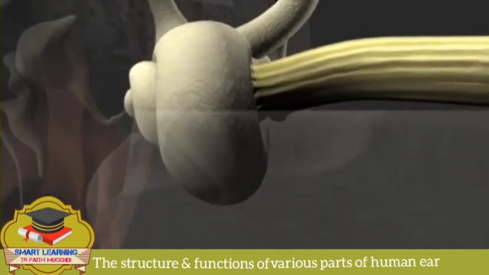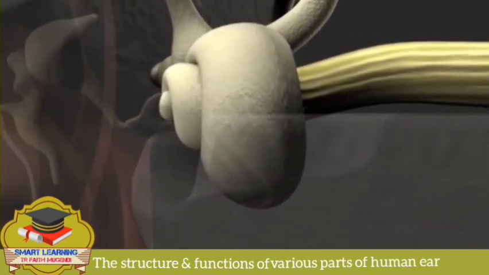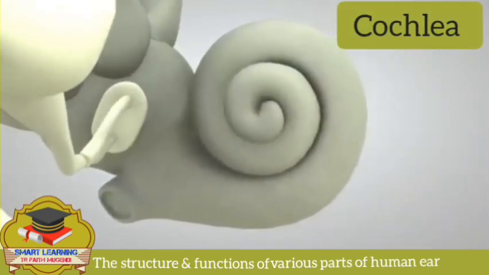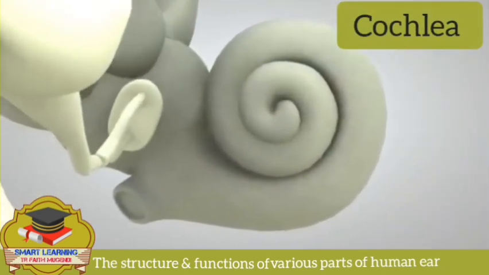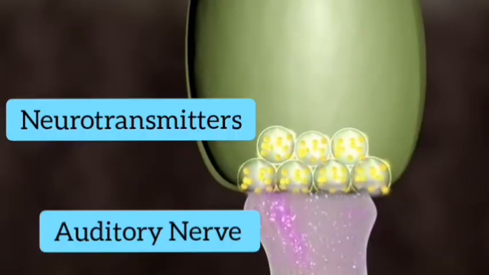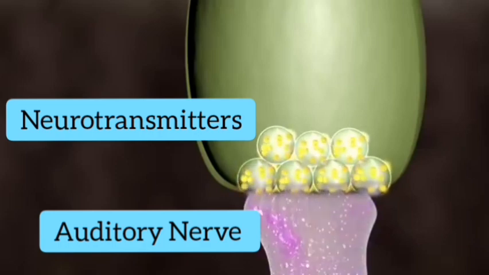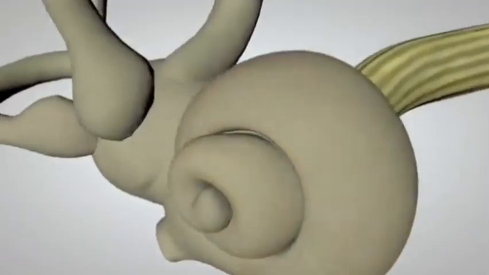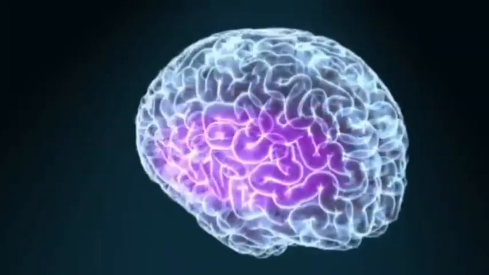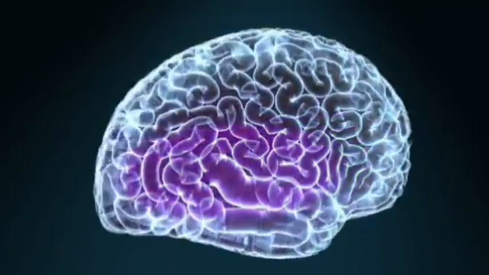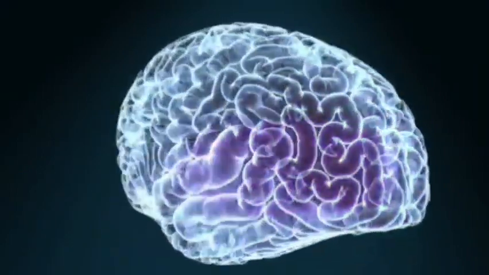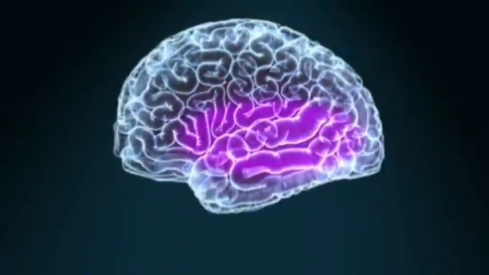Let's start with the cochlea. The cochlea is a spiral tube that resembles a snail's shell. It contains the organ of Corti that is lined with tiny hair-like cells which turn vibrations into electrical signals or impulses, which are then passed to the auditory nerve and then carried to the brain for interpretation into either a speech sound, a music sound, a low, a high, or a middle frequency sound.